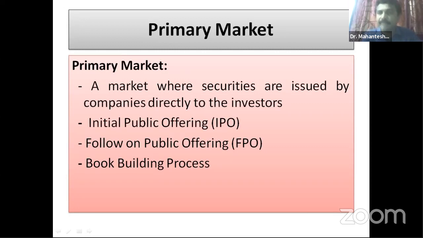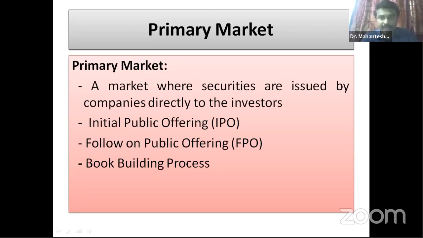100 and 120 is called the price band. Price band means no investor can buy the shares below rupees 100 per share, and nobody can quote at a price of more than 120. You can quote at 100, 120, in multiples of 1 rupee, 101, 102, 103, 104, up to 120. It cannot be less than 100, cannot be more than 120. So this is called the price band.